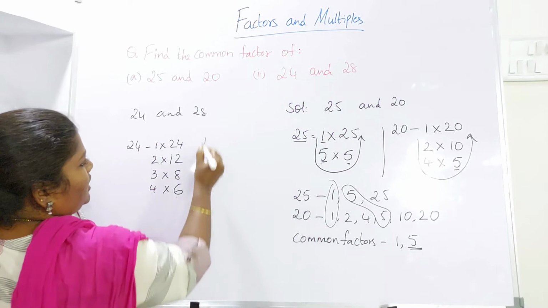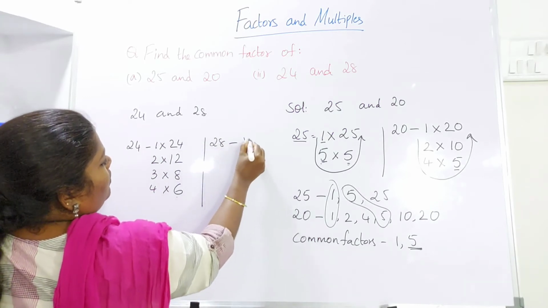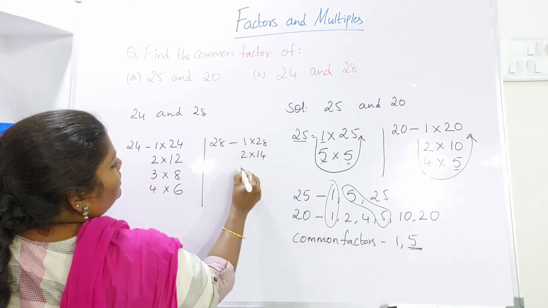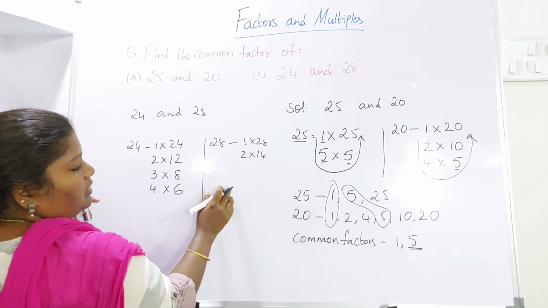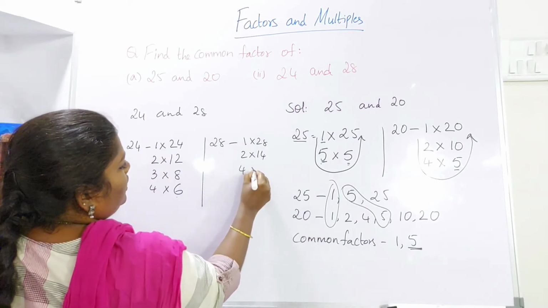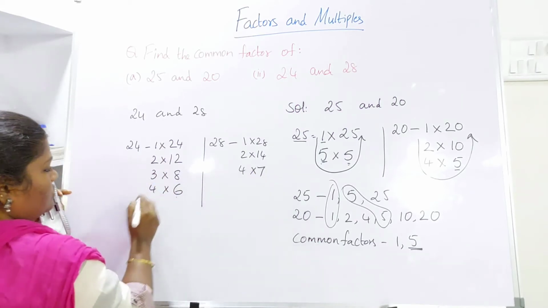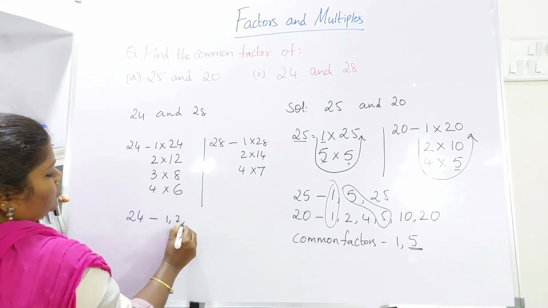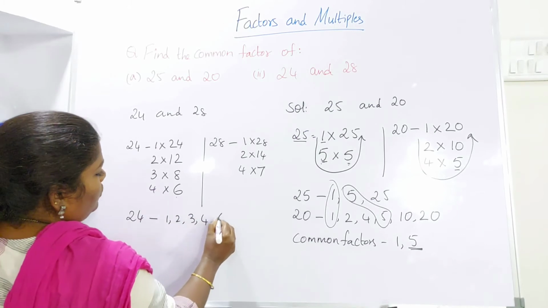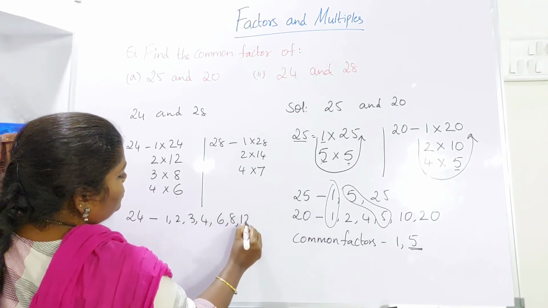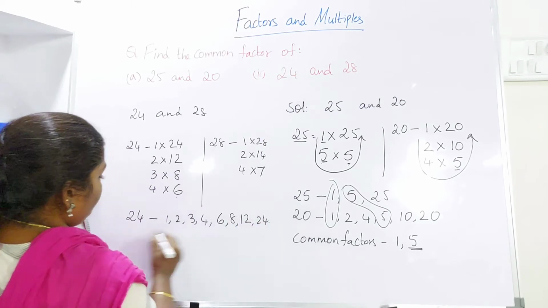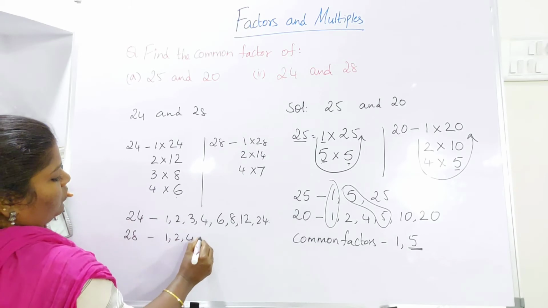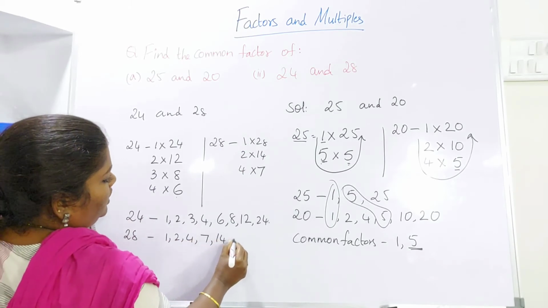So in the same way, write down the factors of 28. 1 into 28, 2 into 14, 3, it's not possible. So 4, 7 is 28. So write down the factors. Factors of 24 are 1, 2, 3, 4, 6, 8, 12 and 24. Factors of 28 are 1, 2, 4, 7, 14, 28.